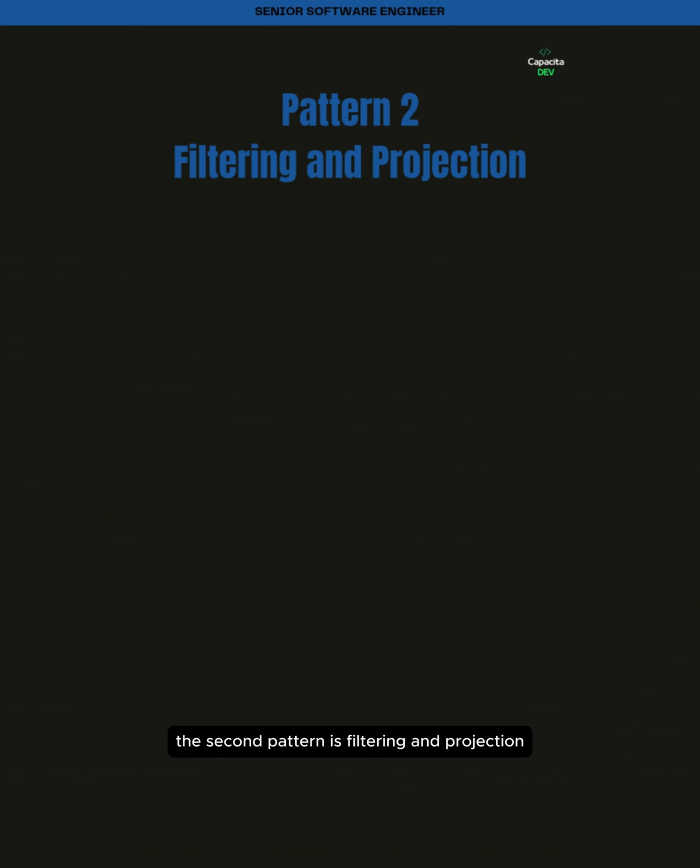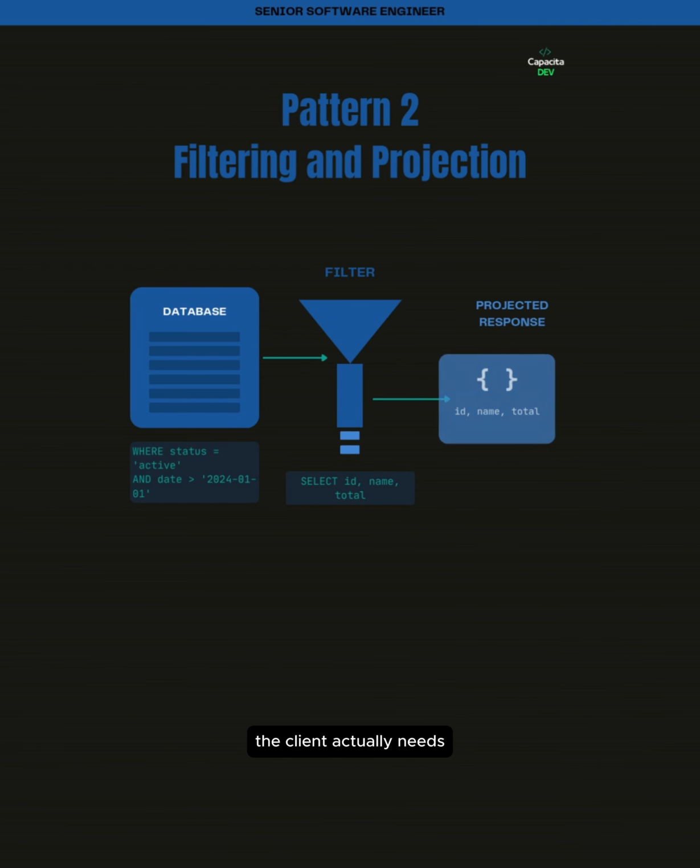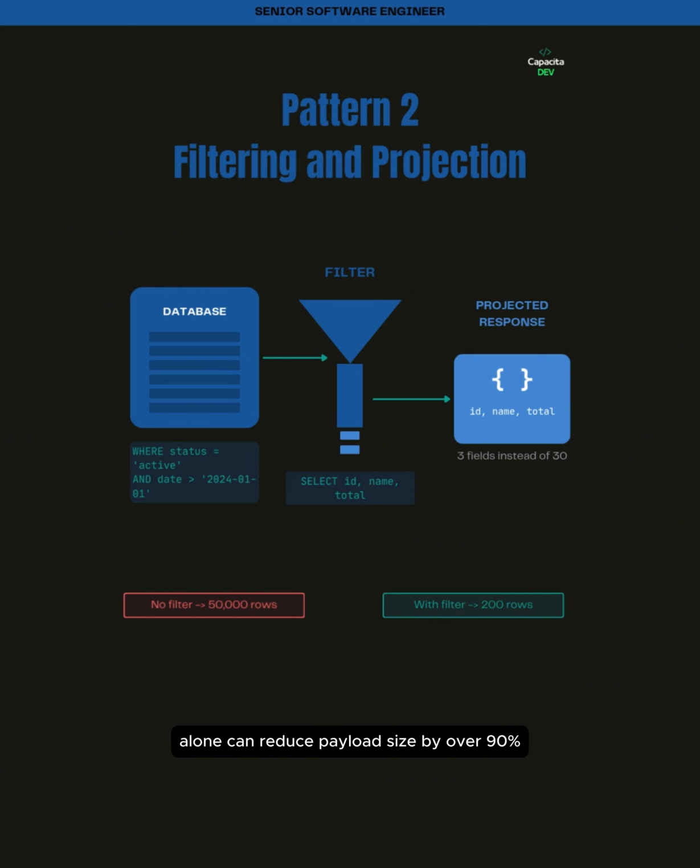The second pattern is filtering and projection. Filtering means you only return records that match specific conditions. For example, active status, a date range, or a category. Projection means you only return the fields the client actually needs. If the client needs 3 fields, do not serialize 30. These two techniques alone can reduce payload size by over 90% before pagination is even applied.